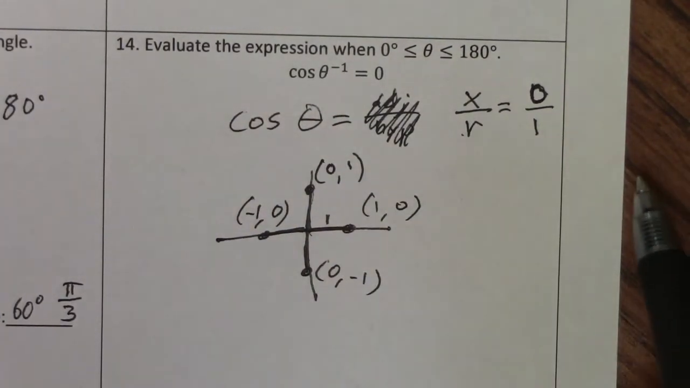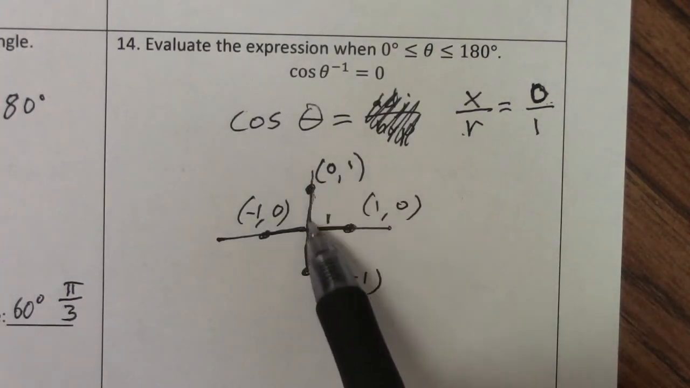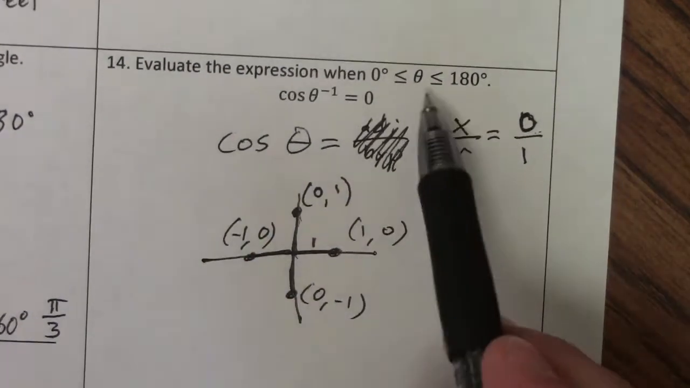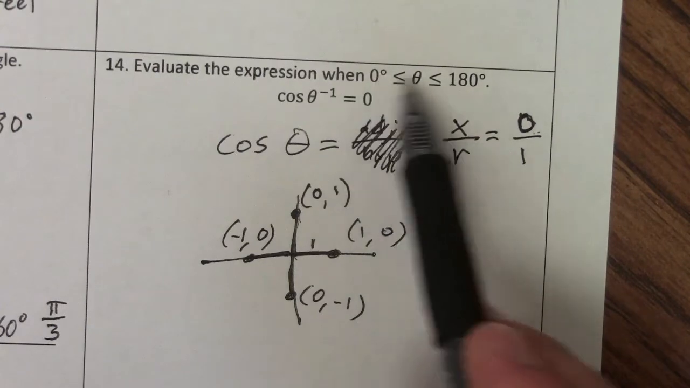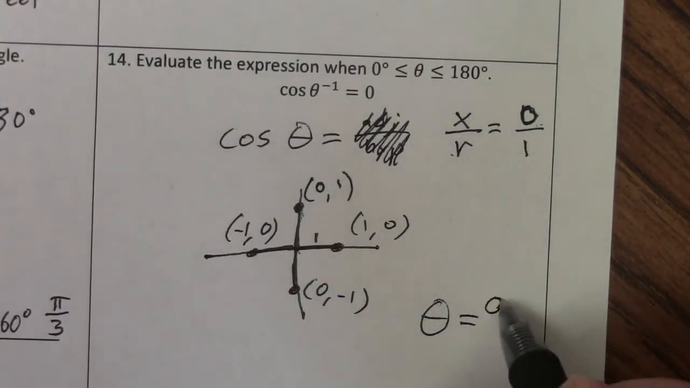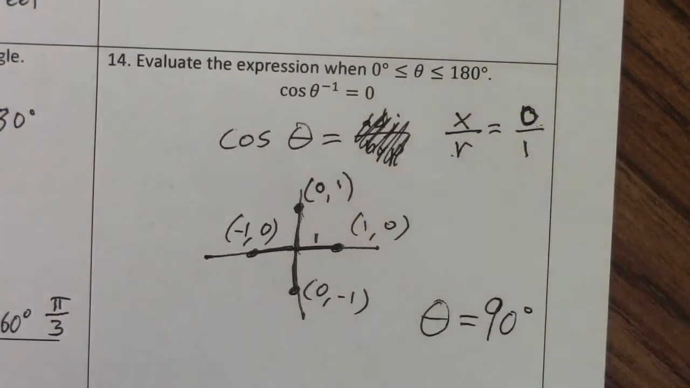So let's see. The x-coordinate is 0 both at 90 degrees, right there, and at 270 degrees. However, only 90 degrees is between 0 and 180 degrees. So the theta value we're looking for is 90 degrees because the x would be 0 and the radius would be 1.